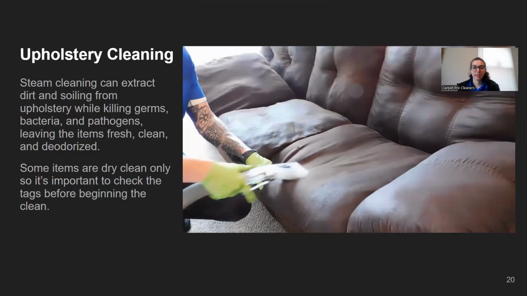We also offer upholstery cleaning. Steam cleaning can extract dirt and soiling from upholstery while killing germs, bacteria, and pathogens, leaving items fresh, clean, and deodorized. Some items are dry clean only, so it's important to check the tags before beginning the clean. For us on the dispatch side, that often means asking customers while we're still on the phone with them, have you ever had this item steam cleaned before? If they have, great. Easy, it should be fine. And if they haven't, then we try to get them to send us some photos of the tags or labels that they see on the item so we can evaluate based on that.